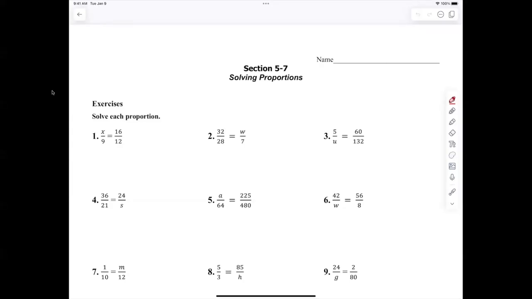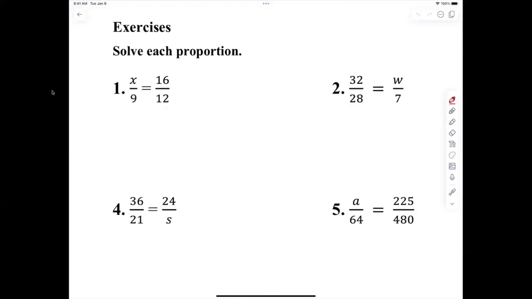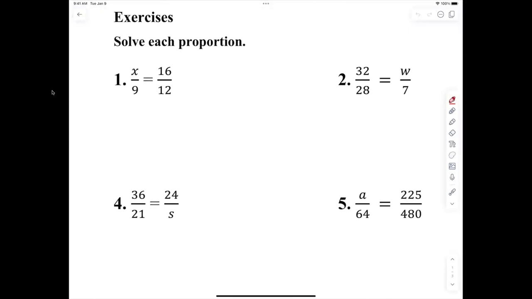Okay, so for solving a proportion, this is what I need. We're just going to go around the room and everybody's going to give me a solution, but you're going to do it organized. When you solve a proportion, does anybody remember from 5th grade or 6th grade what you're supposed to do? What do you think?